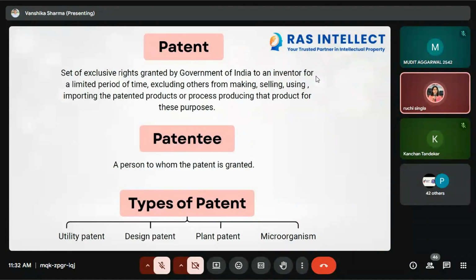So that is what a patent is. That is how a patent gives protection to your invention. Patentee is a person to whom the patent is granted. Suppose I received the patent for protecting my invention, I am a patentee. And types of patent are utility patent, design patent, plant patent, and microorganism.